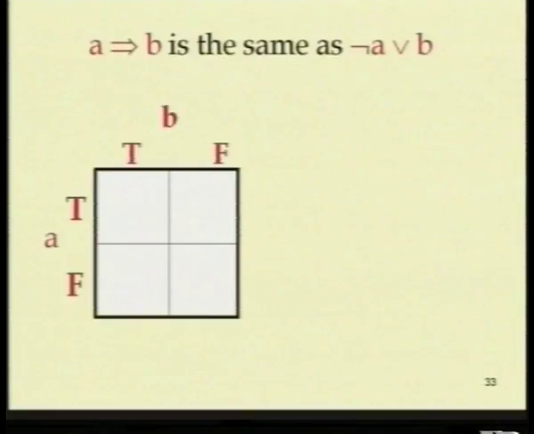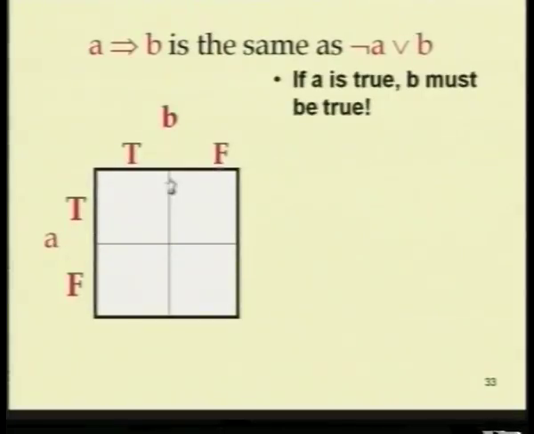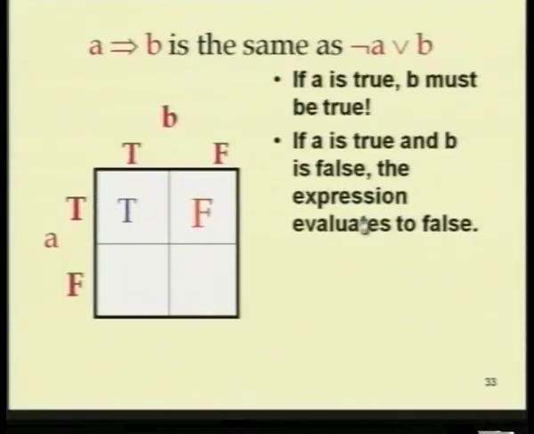Now, just to go back to implies, what is the meaning of implies? I will give it a little bit in detail. You have two variables A and B and you are saying that A implies B. Now, if A is true, B must be true. If A is true and B is true, then the value of the implies is true. If A is true and B is false, then that means A does not imply B. That is, if A is true, B is becoming false, so the value of the implies is false. If A is true and B is false, the expression evaluates to false.